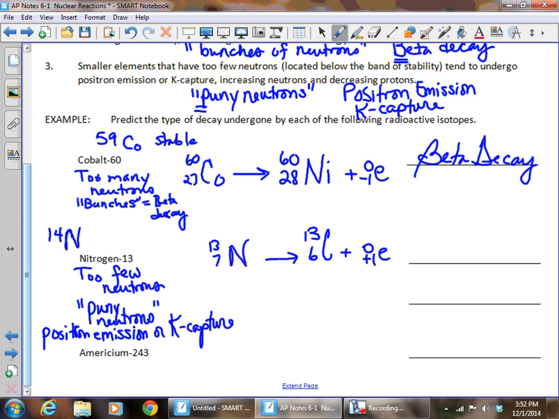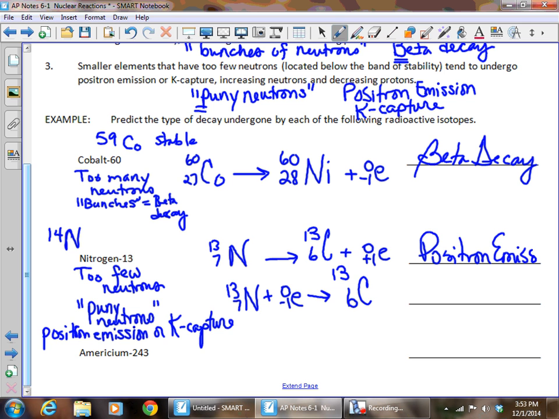If we do K-capture, K-capture, remember, is taking a beta particle and adding it on the left. Capture means that the particle goes on the left. K-capture is capturing an electron. The K shell used to be the name for that first energy level of electrons, and K capture was talking about grabbing an electron from that first energy level. But when we react this, notice, we end up with the same daughter nuclide. So whether we choose positron emission or whether we choose K capture, we end up with the same daughter nuclide.